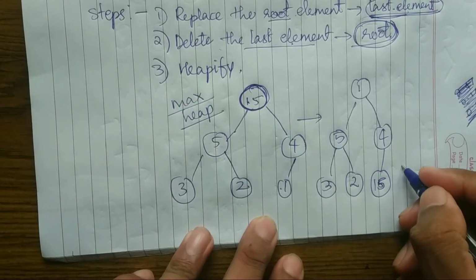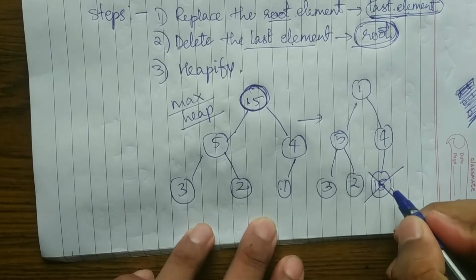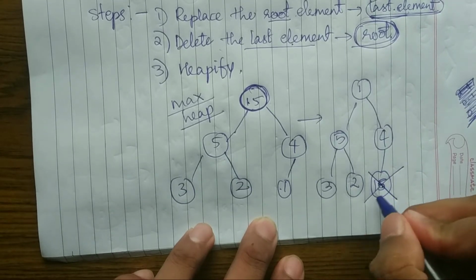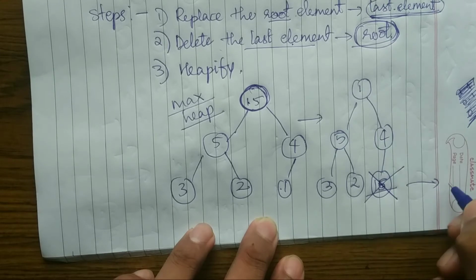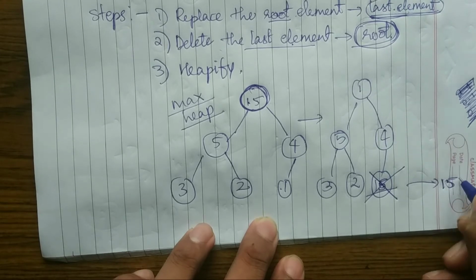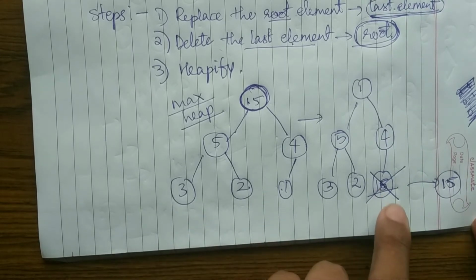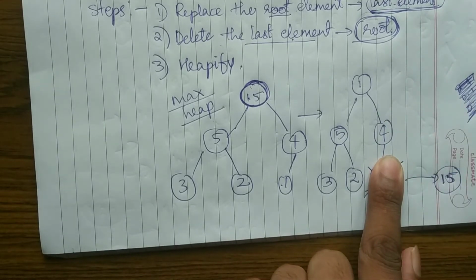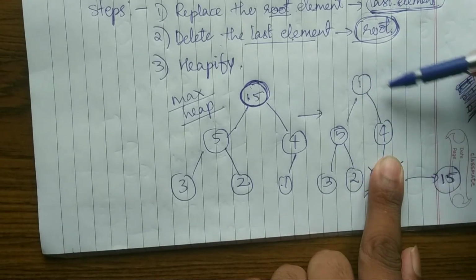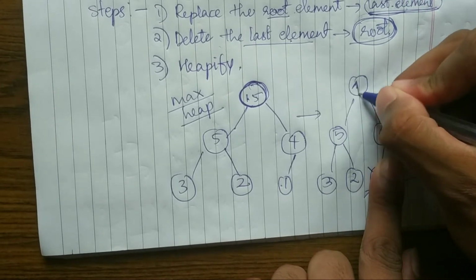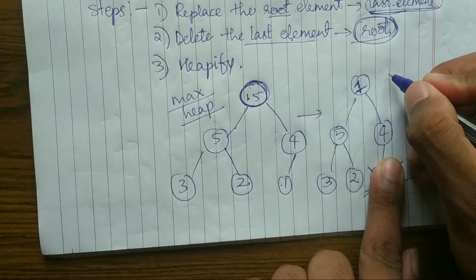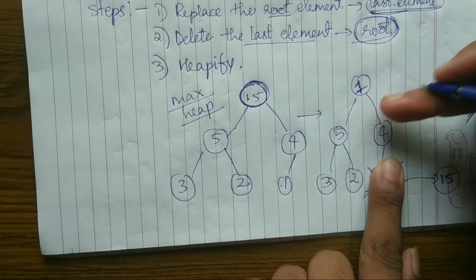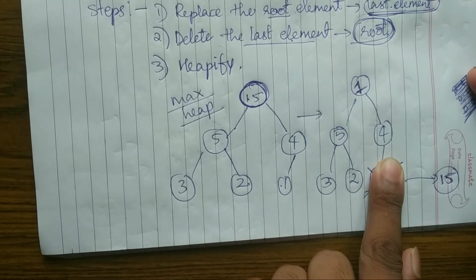Now we will delete the last element, which was our root. We'll get 15, which was the maximum element. So now after deleting it, our heap will be like this. But this doesn't follow the max heap properties, right? So we should pass this node to the heapify so that this follows the heap properties.